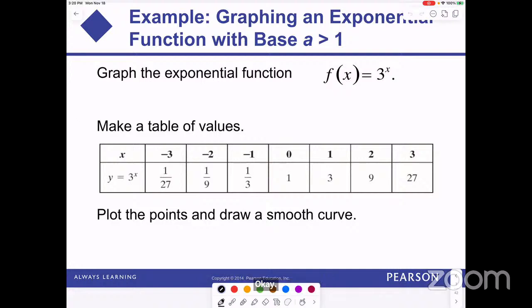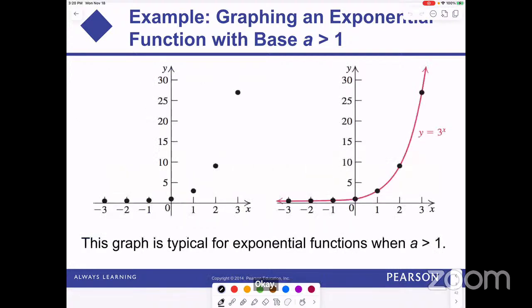So then with those ordered pairs, when we plot the points, we get an image like this on the right. And the image on the right is the general shape of an exponential function, right? So that's the general shape. I noticed that as x goes off to positive infinity, or to the far right, y tends to positive infinity.